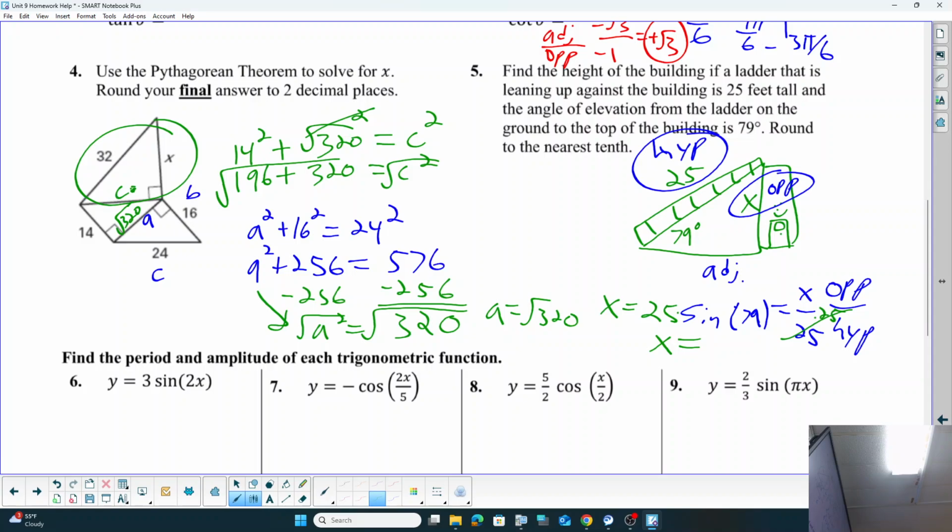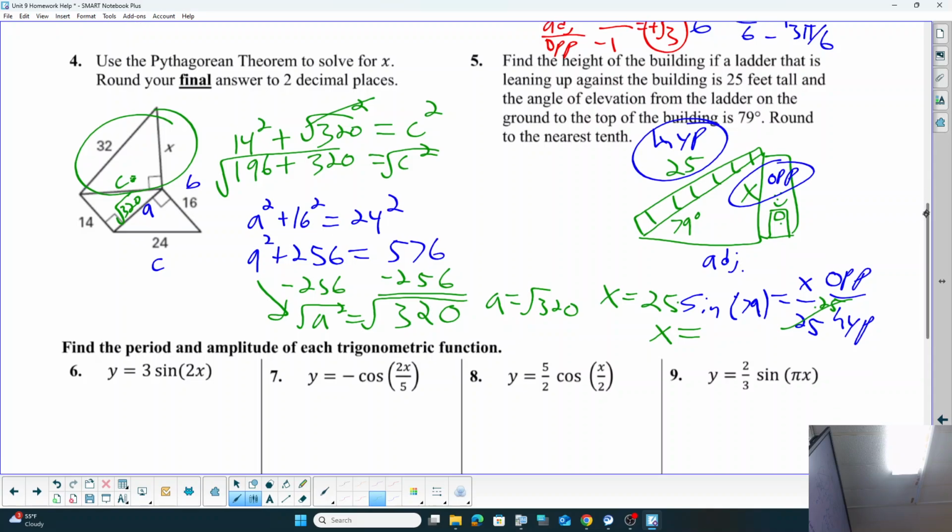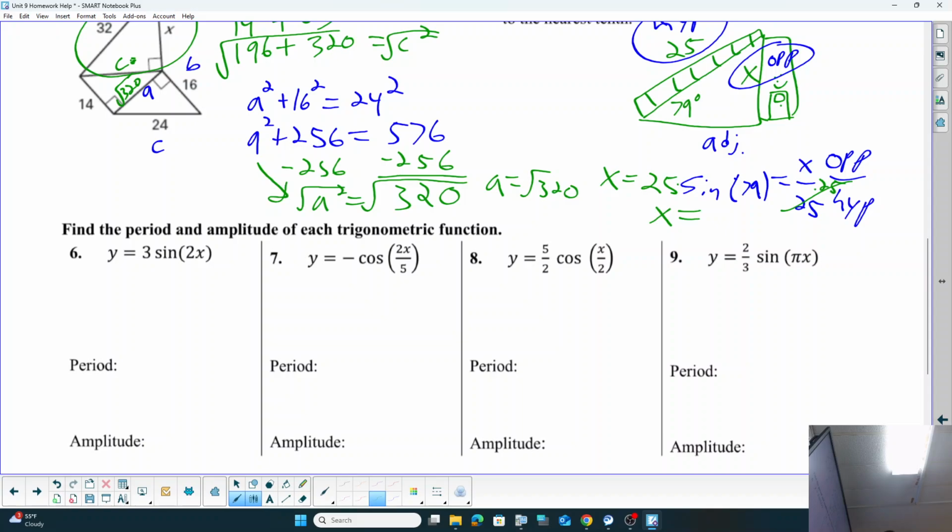Plug it in. I'm waiting. Plug it in to your calculator. Don't be lazy. Plug it into the calculator, right? Calculator. Good. Plug it in.